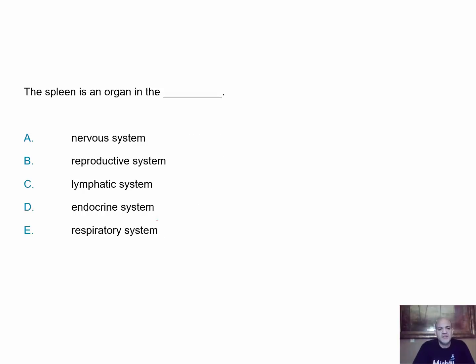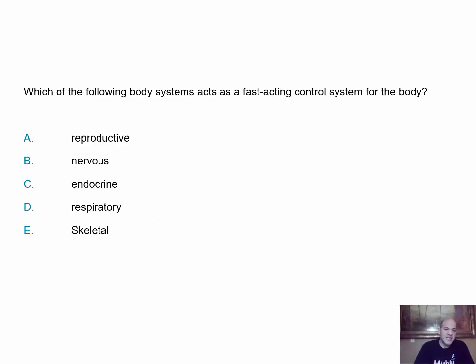The next question is: the spleen is an organ in the, and this one is asking what system it's found in. Is it A, the nervous system, B, the reproductive system, C, the lymphatic system, D, the endocrine system, or E, the respiratory system? And then this next question: which of the following body systems acts as a fast-acting control system for the body? Is it A, reproductive system, B, the nervous system, C, the endocrine system, D, the respiratory system, or E, the skeletal system?